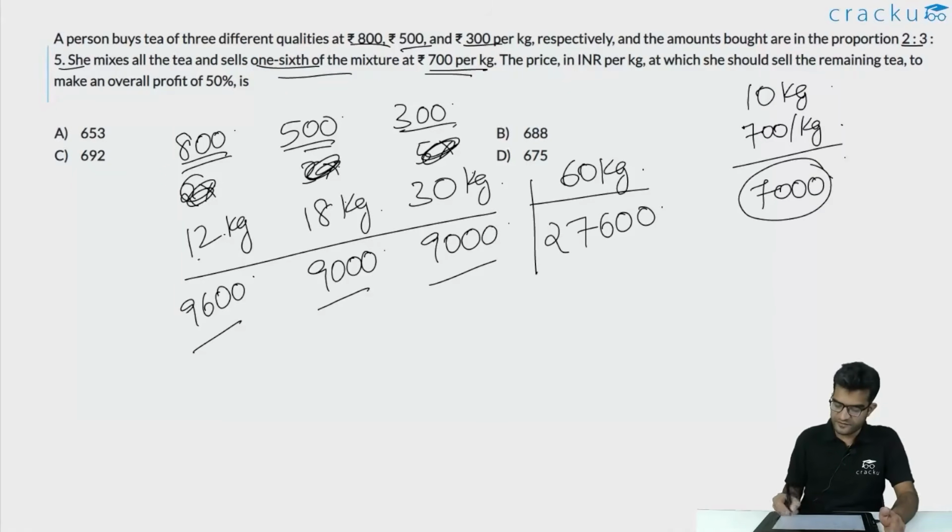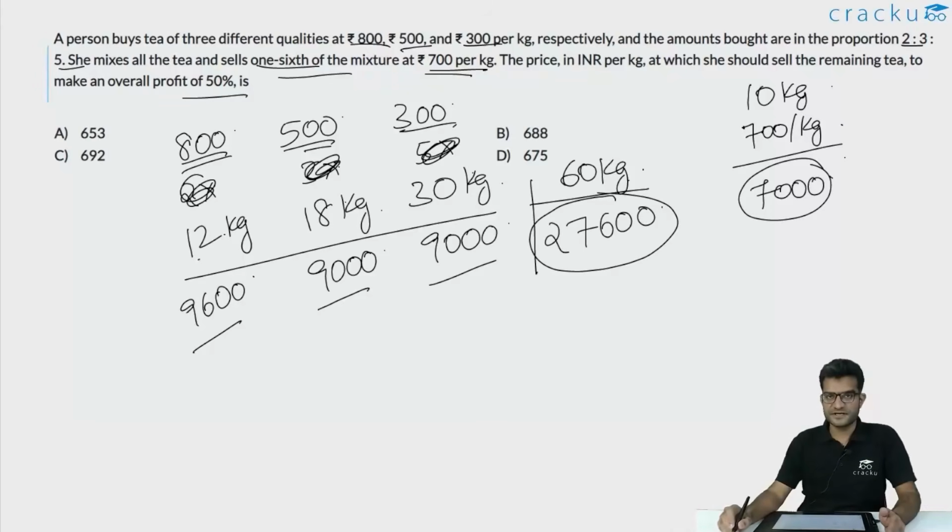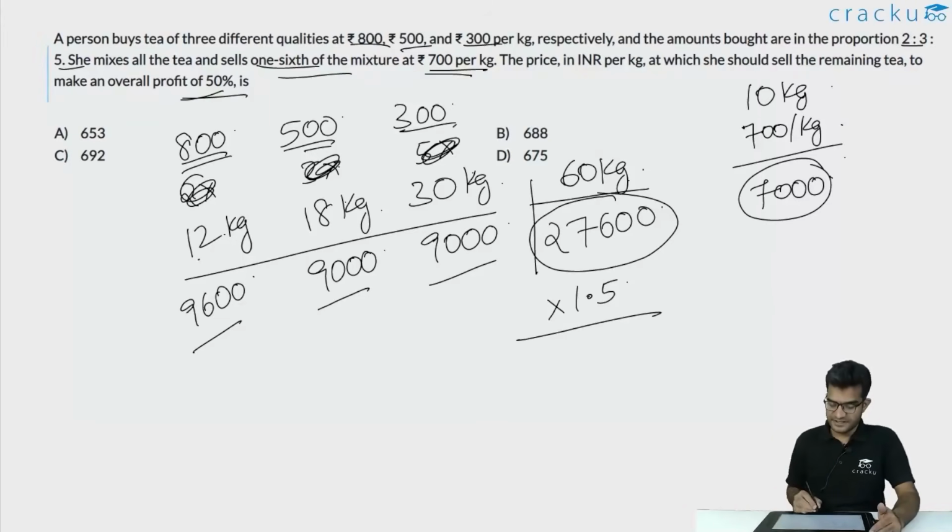And the total amount of profit he wants to make is 50%. So when he purchased this for 27,600 and he wants an overall profit of 50%, the total selling price should be 27,600 into 1.5. This you can calculate will be equal to 41,400.